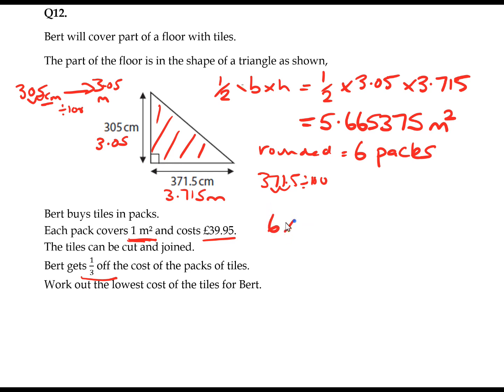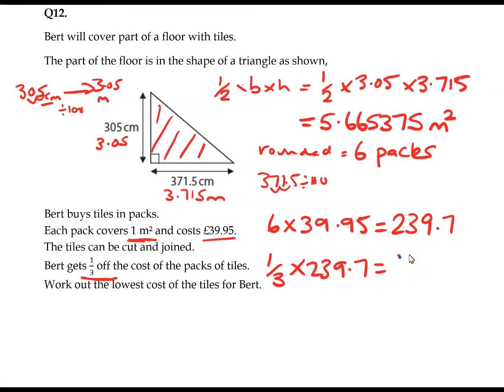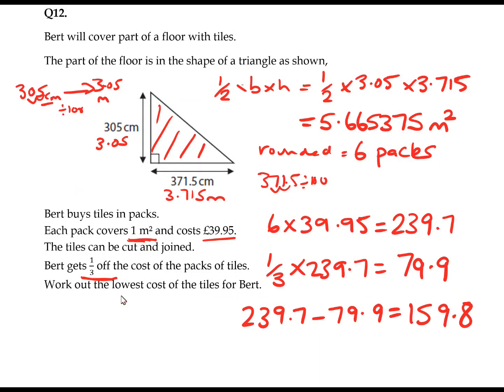So we've got 6 packs at £39.95. So let's work that out. And that's £239.70. And we're going to get 1/3 off. So we'll calculate 1/3 of that amount, which is 79.9, and that's our discount. So don't forget, you need to take it off your original amount. And that gives us the lowest cost we can get the tiles for Bert. So it's £159.80.